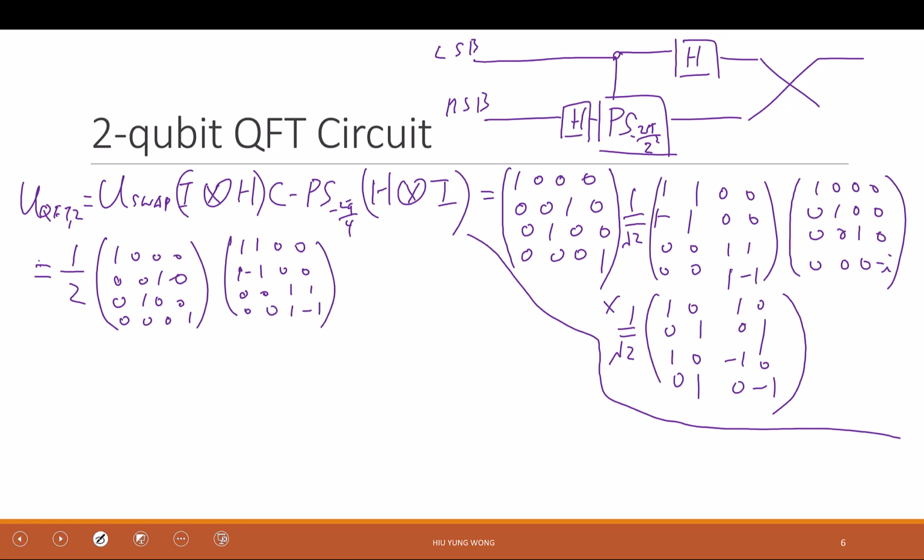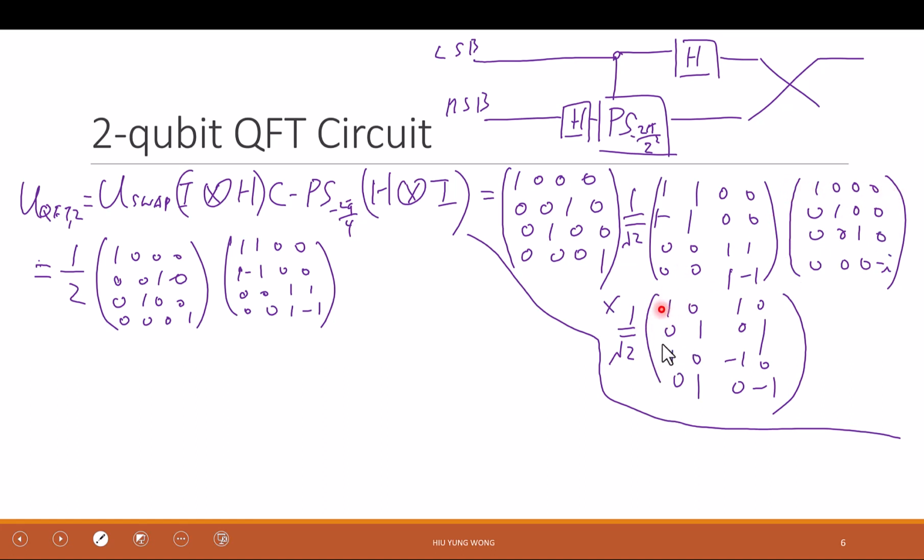And then we do multiplication, right? You see that when I do this multiplication, this one, you just copy the first row. This one copy the second row. This one copy the third row. And this one will just multiply the fourth row by negative i. Think about this. This is this row times this column, right? Do you see that? This row times this column.